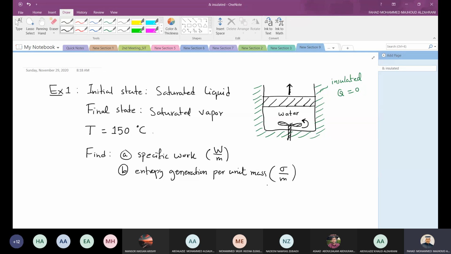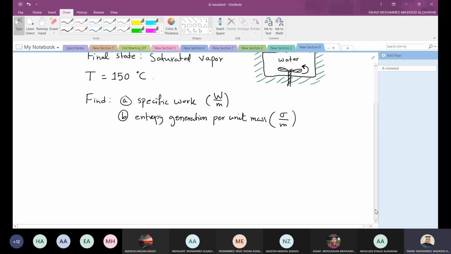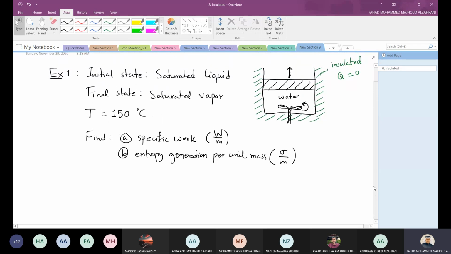How can I proceed with this problem? Work is equal to the integral of P dV. We have the initial state, saturated liquid, and the final state, saturated vapor. From the table we can get vg and vf and the pressure from the T. So you say that for specific work, part A, I will use work equals the integral of P dV.